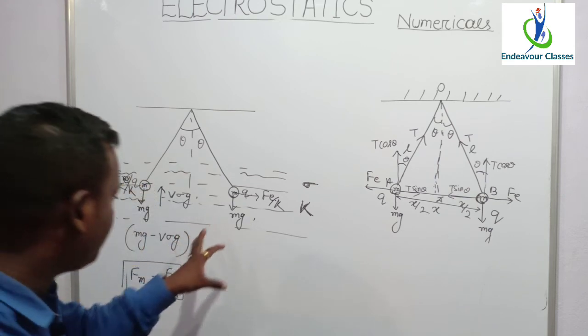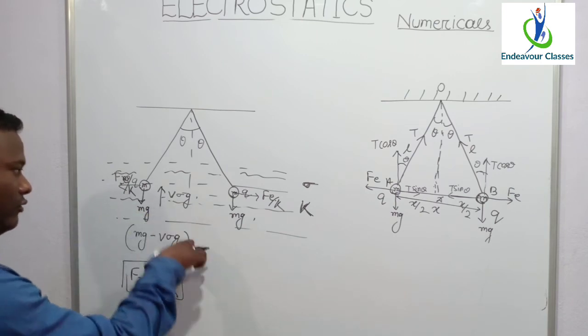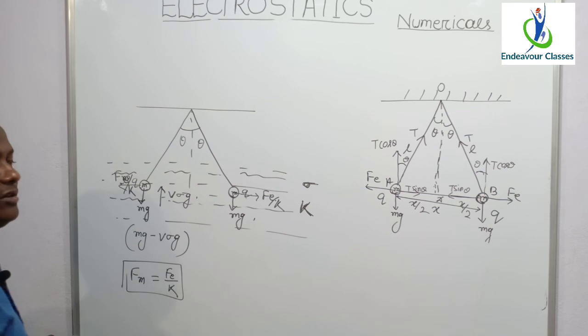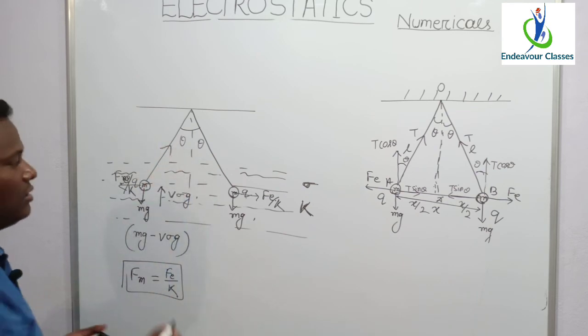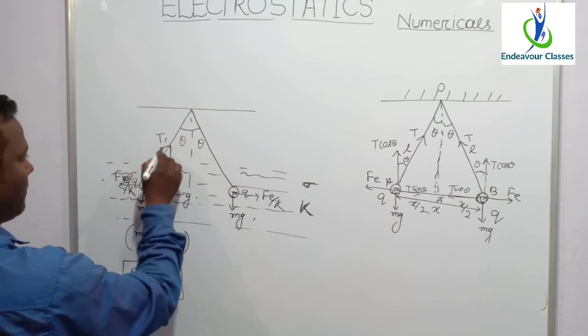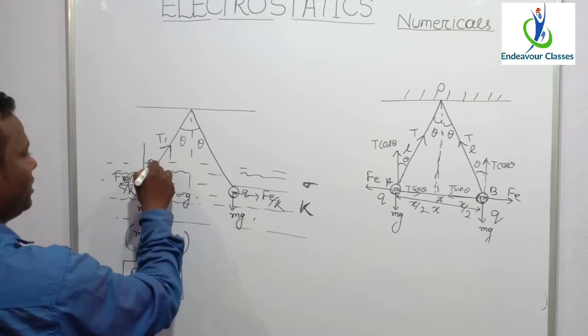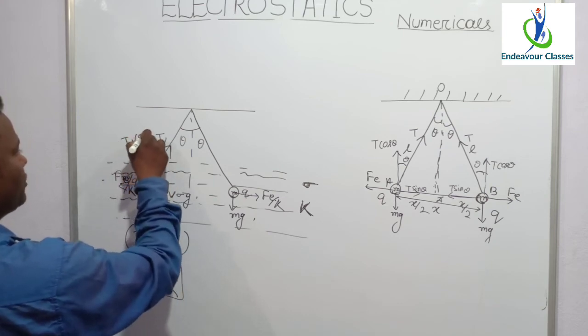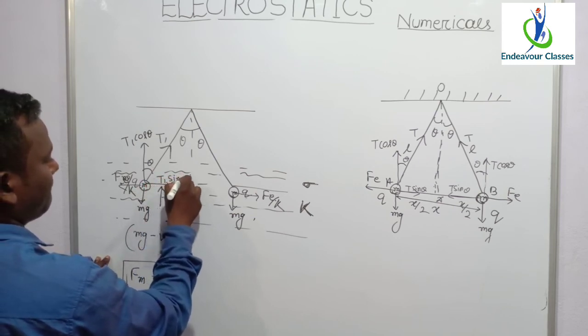And as the mass is different in the liquid, and this electrostatic force is also different, the tension will also change. So let this tension be T1. But the angle remains the same, so here this will also be theta. So it will be T1 cos theta and this will be T1 sin theta.